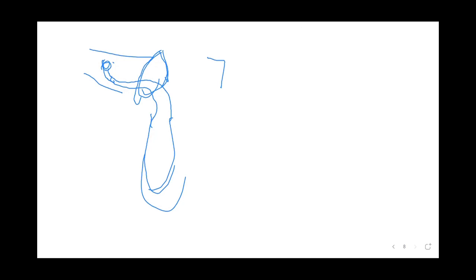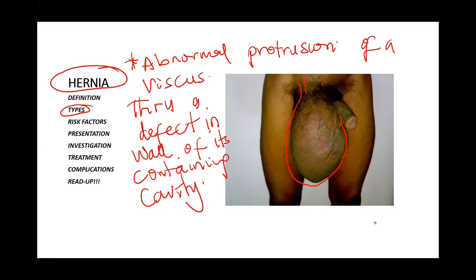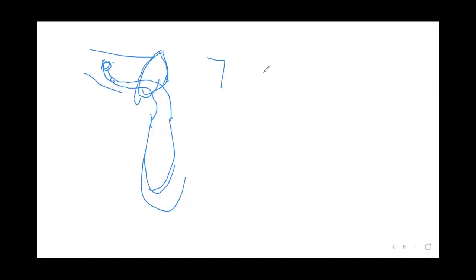Now, when you talk about direct hernias, they enter the canal through a weakness in the posterior wall of the inguinal canal. Okay? Direct hernias enter the ring through a defect in the posterior wall, through this part. There's a part that is called the Hesselbach's triangle. This Hesselbach's triangle is a triangle.